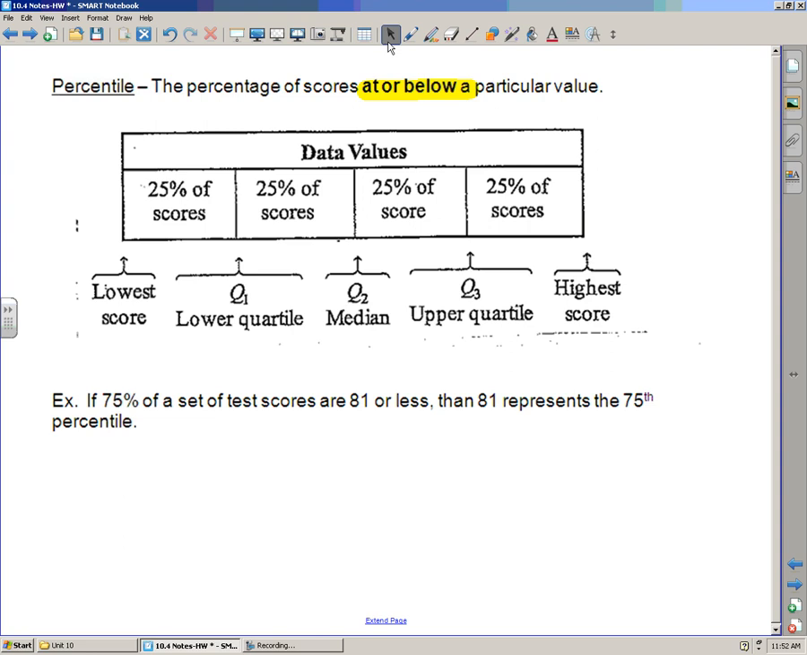So if you take a look at some data values here, we've done this percentile thing. We've broken things into quarters. You know that the lowest score is on that bar. Quartile 1 is going to be on this bar. Quartile 2 is on this bar, quartile 3, and that's going to be your highest number, or the max. So those are directly on the bars. So basically, if you're at quartile 1, you are a value at the 25th percentile. And this number here is at the 50th percentile. And this number here is at the 75th percentile. So if 75% of test scores are 81 or less, then 81 represents the 75th percentile. It should make a lot of sense.